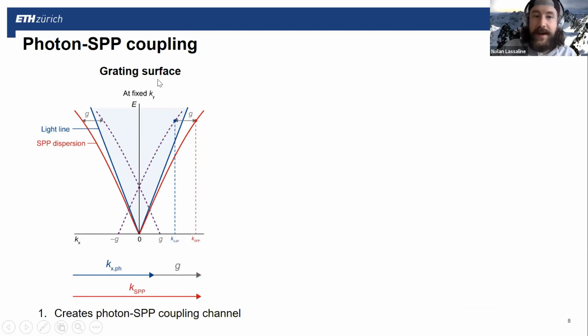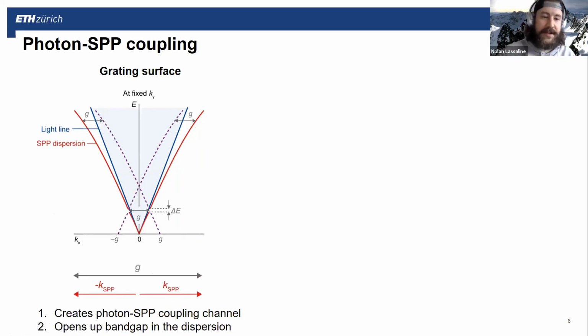Now, when we introduce a grating surface, what this grating actually does, or what we learned previously, is that this grating provides or subtracts the amount of necessary momentum to couple these two states together. So basically what we can say this does is this creates a Photon-SPP coupling channel.